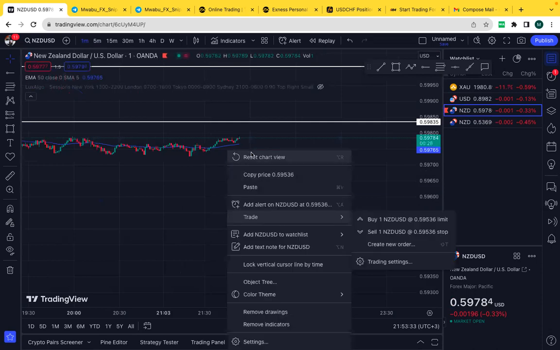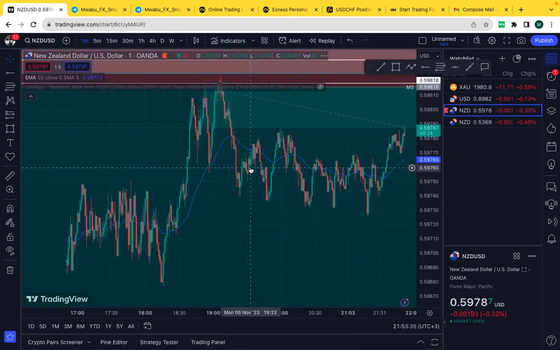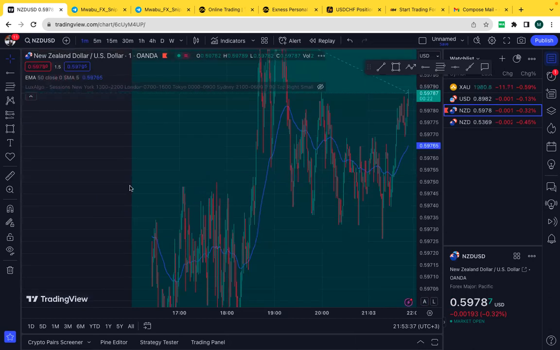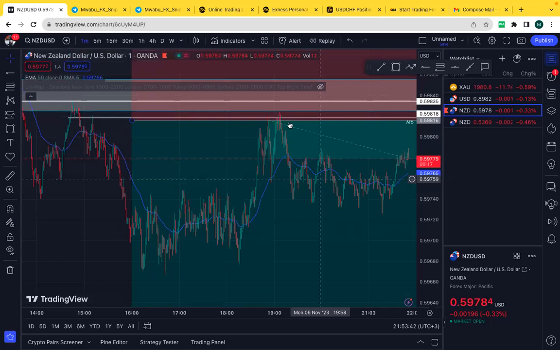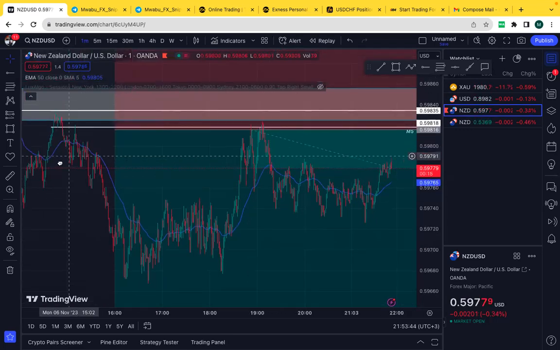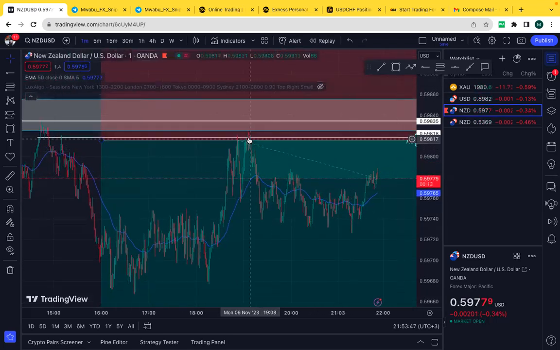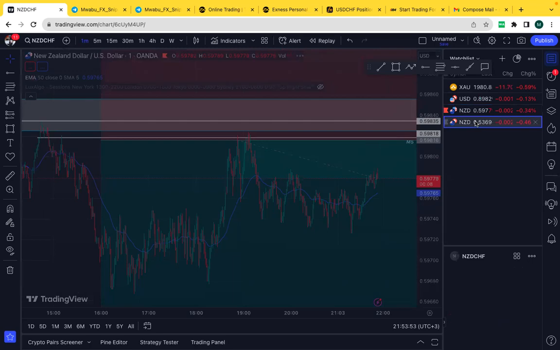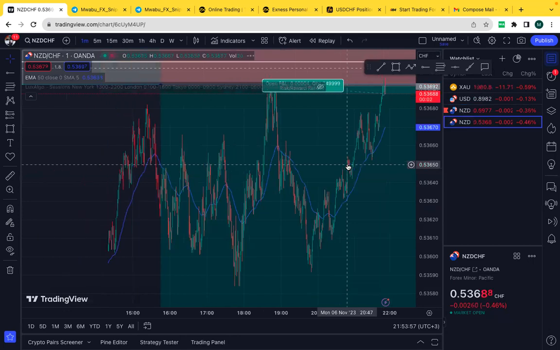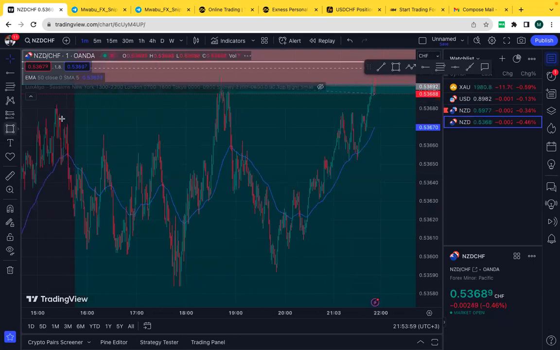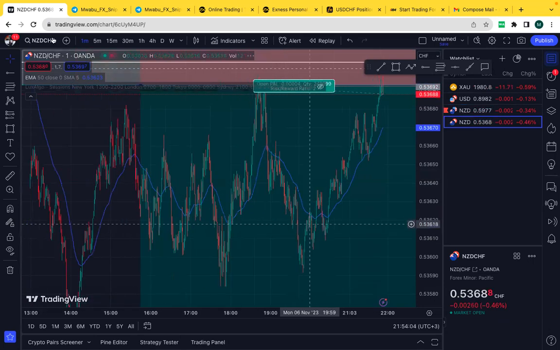Let me show you. You can see on this 6-1, this was our trade. This was our 618 level, which was here. And then take a look at this. What was this? This was an M5 demand. It just tapped into this M5 demand, tapped into this 618 and dropped. Which other currency? This one, NZDCHF. Take a look at this. It tapped into this zone and dropped.